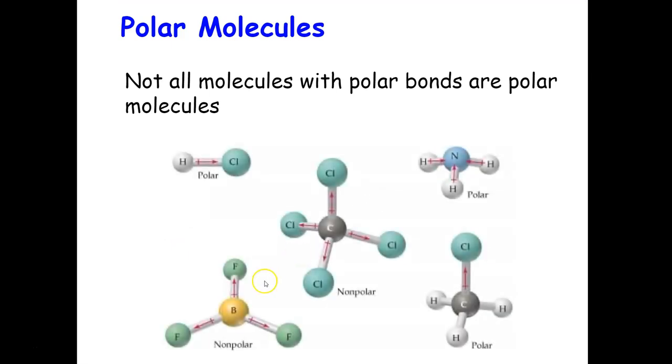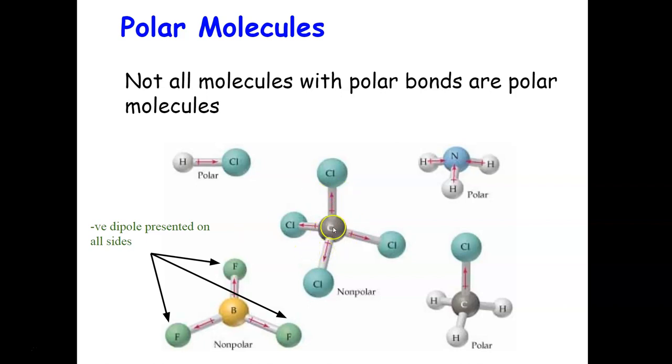A good example here would be boron trifluoride, where we have a polar bond between the boron and the fluorine. However, because of the shape, and because there's just a negative dipole presented on each of these sides, and the fact that it's very symmetrical, there won't be that polarity of molecules. So polarity of bond, but the molecule itself is nonpolar.